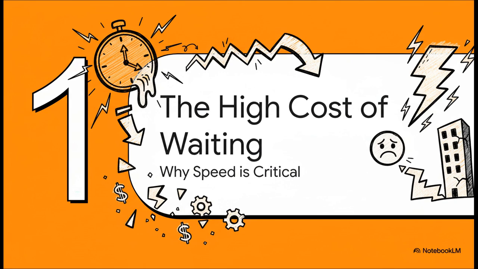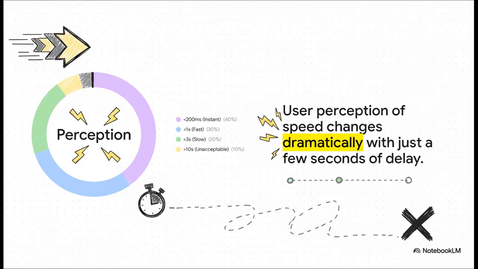You see, speed isn't just some techie detail, it's a fundamental part of the user experience. A slow AI isn't just annoying, it can be a total deal breaker for your business. Now, check this out, because this is how our brains actually perceive speed. Anything under 200 milliseconds, we feel like it's instant. Under a second, yeah, that feels fast.